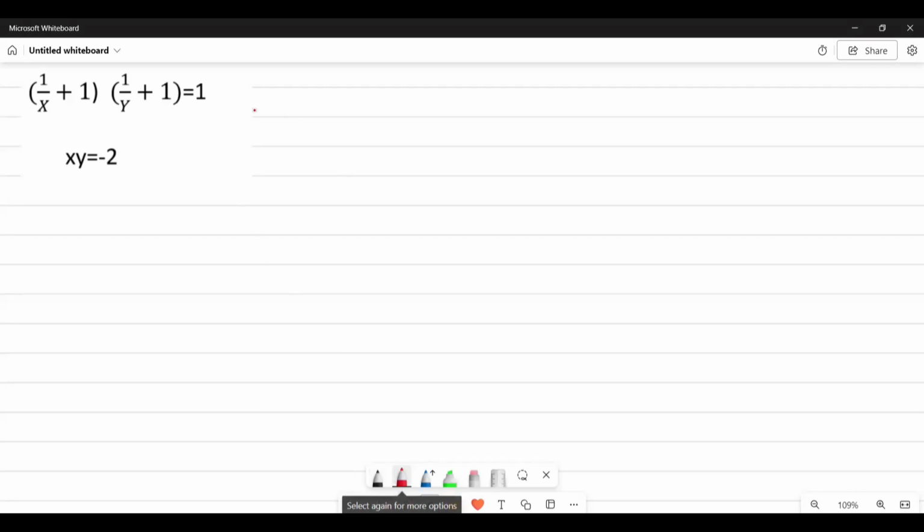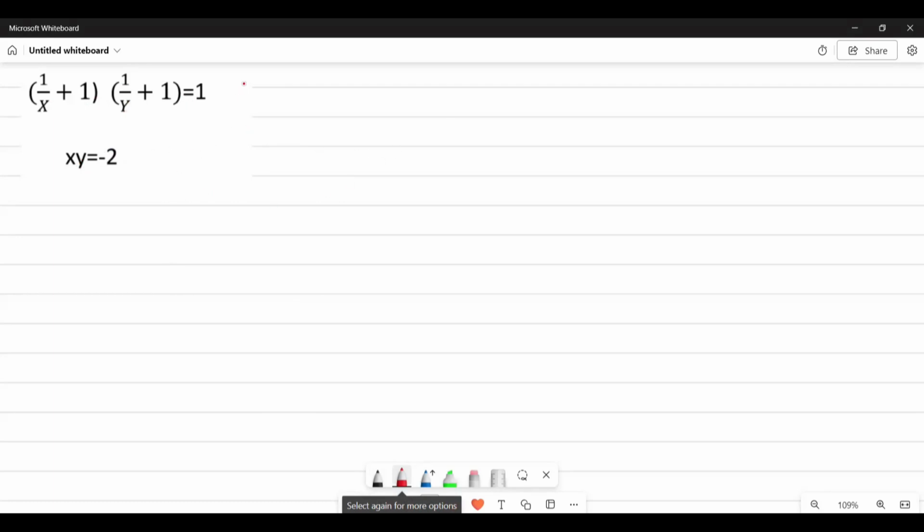Here we're solving a GCE 9 marks question. As you can see here, we have 1 over x plus 1 times 1 over y plus 1 is equal to 1, and xy is equal to negative 2. And we actually want to solve this for x and y. Let us see what's going to happen here.